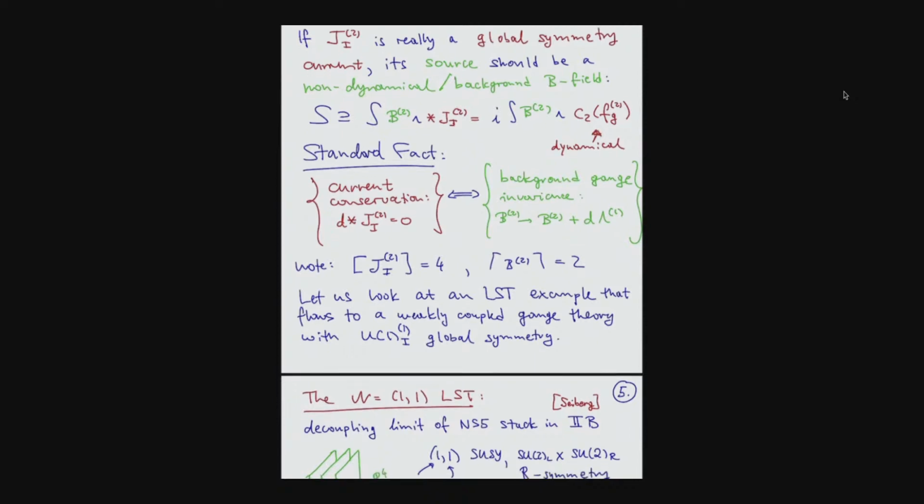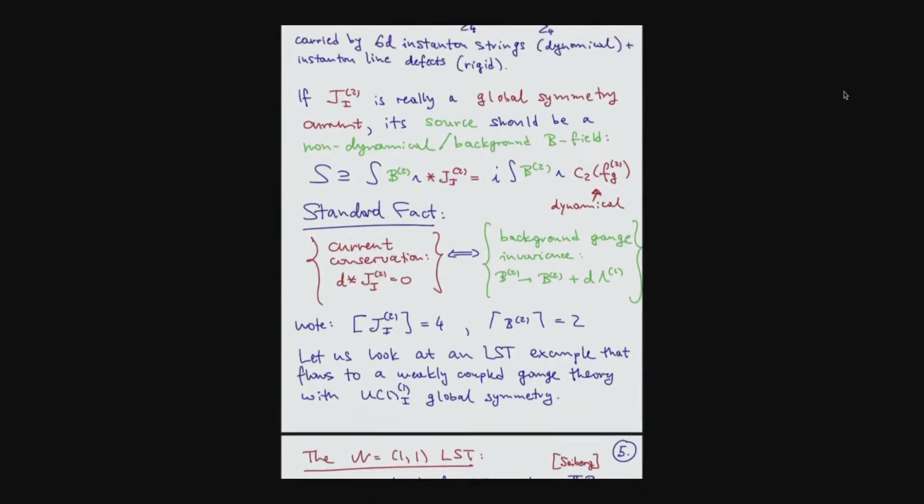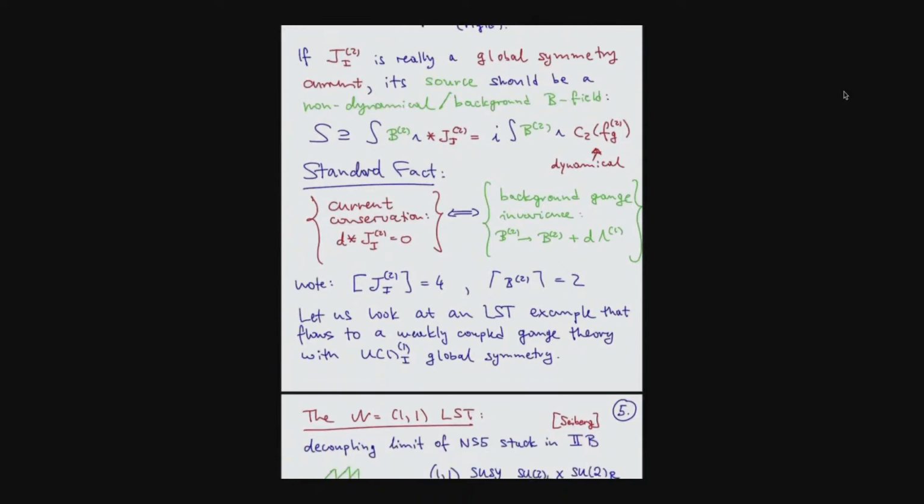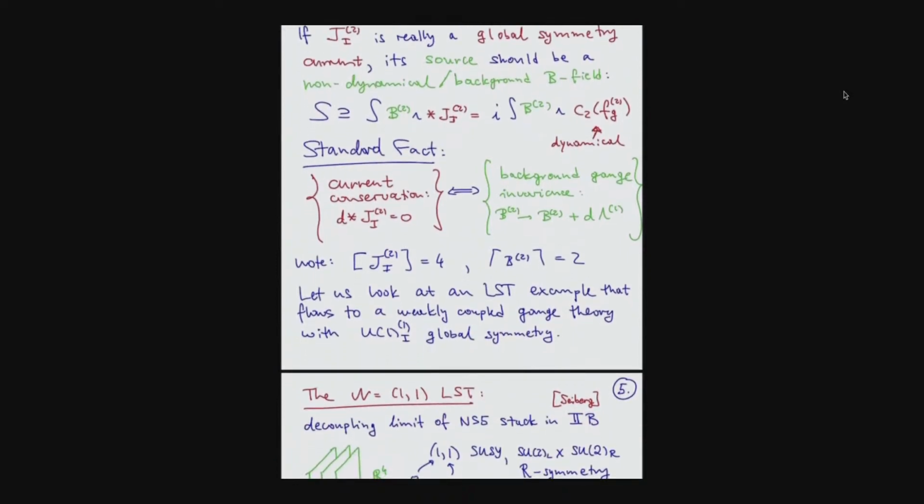Okay, very good. So this is the sort of general thing I wanted to start with. Now I'm going to start looking at a little string theory example that flows to a weakly coupled gauge theory that has this symmetry. So are there any questions before I move on?